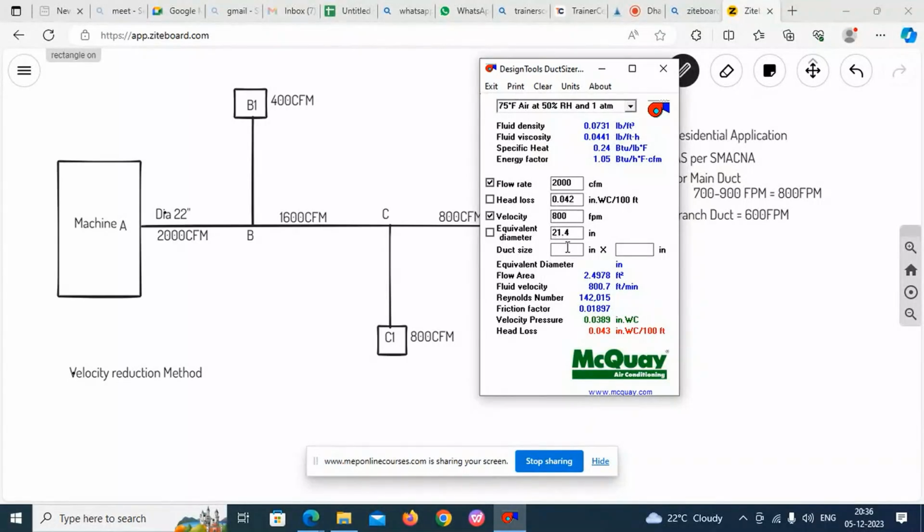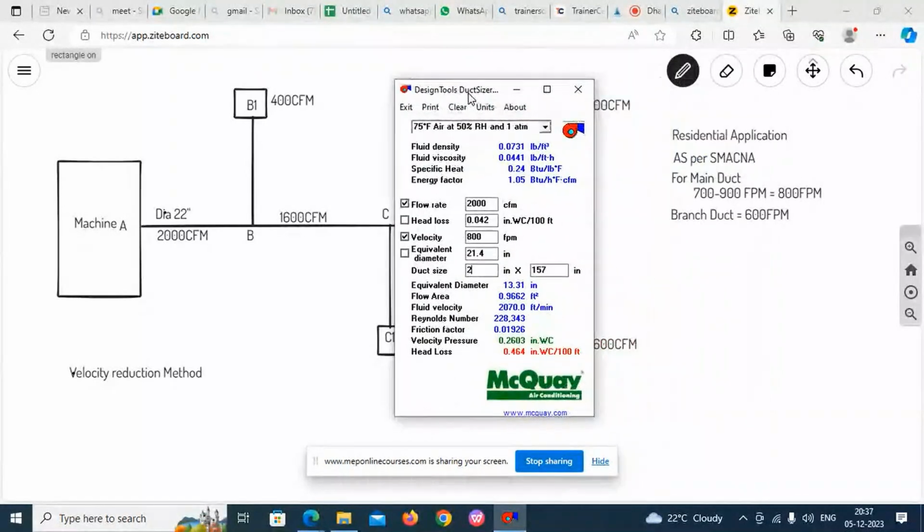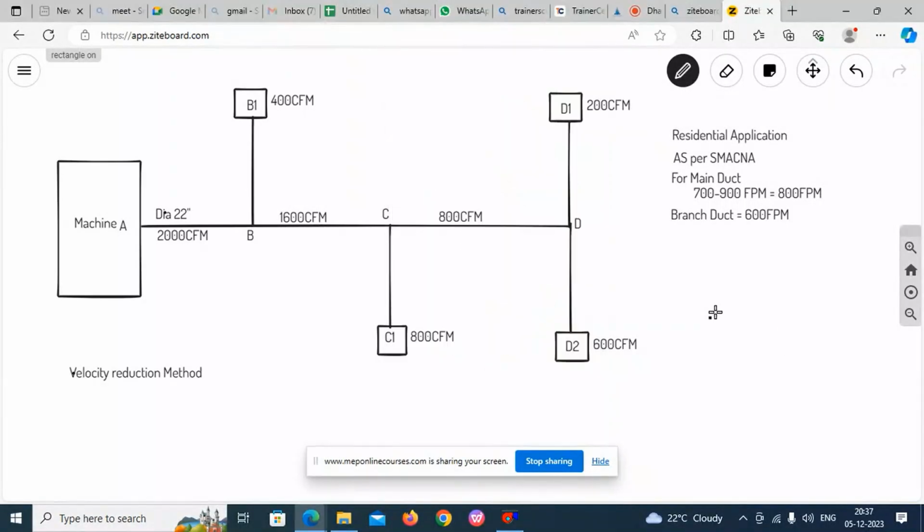You start with 2 here. This is the rectangular duct size, or square duct, we say. You type with 2. It is showing 157. So you make it 158. One is even, one is odd. Convert the odd number to even. So 157 means 158. So 158 by 2.